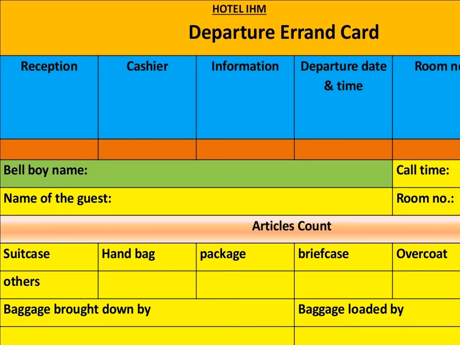Departure errand card. This card is basically filled by the hotel staff for every departure of the guest. It includes the reception, cashier, information about the departure and time of the guest, room number. Bellboy, the bellboy who takes the guest luggage from the guest room to the checkout department. Name of the guest, room number, and it also includes the details of the articles carried, that is the suitcases, handbags, packages, briefcase, overcoats, etc.